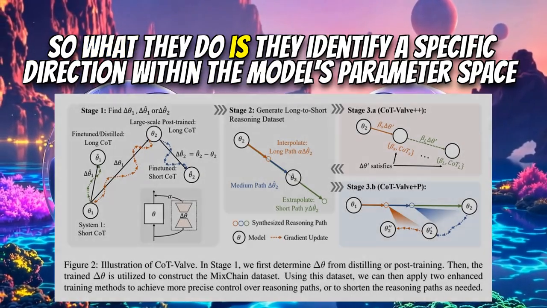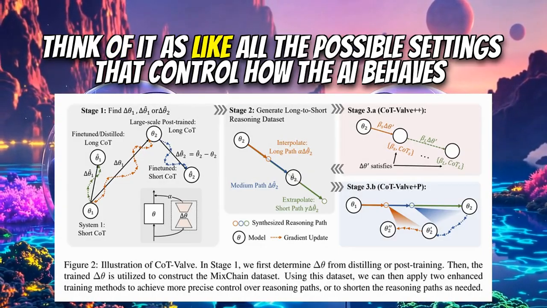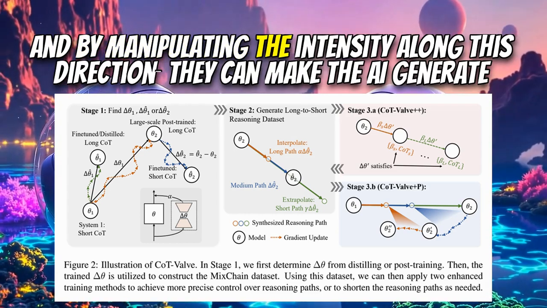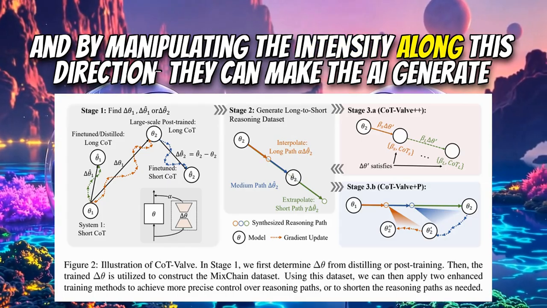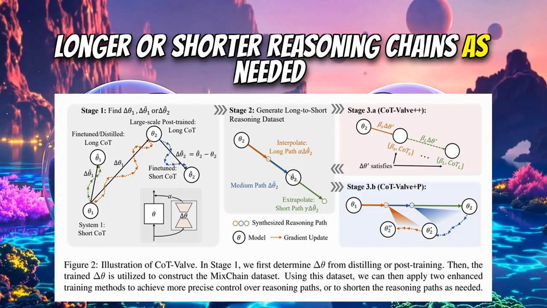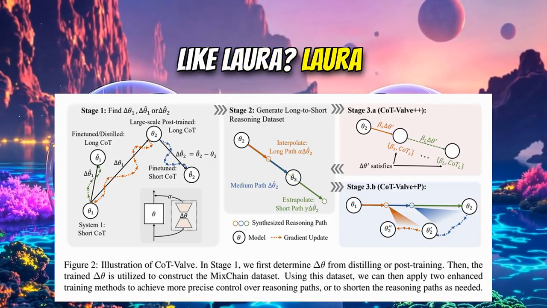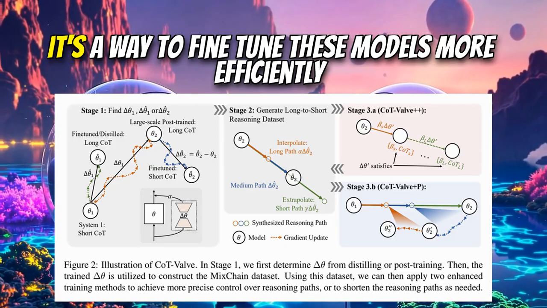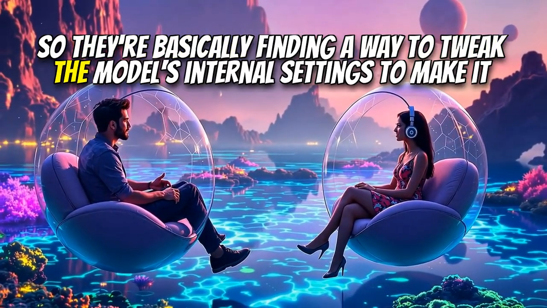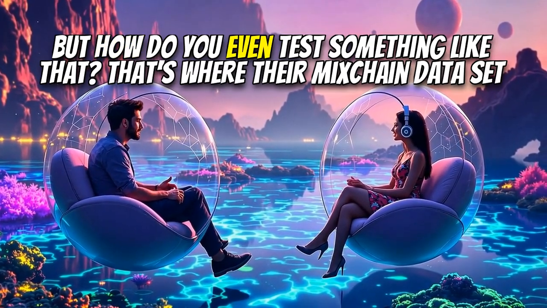No, it's not. So what they do is they identify a specific direction within the model's parameter space. Yeah, think of it as like all the possible settings that control how the AI behaves. And by manipulating the intensity along this direction, they can make the AI generate longer or shorter reasoning chains as needed. And they actually use some pretty sophisticated techniques to do this, like LoRA. Yeah, low-rank adaptation. It's a way to fine-tune these models more efficiently. So they're basically finding a way to tweak the model's internal settings to make it more concise when it needs to be? Exactly. But how do you even test something like that?